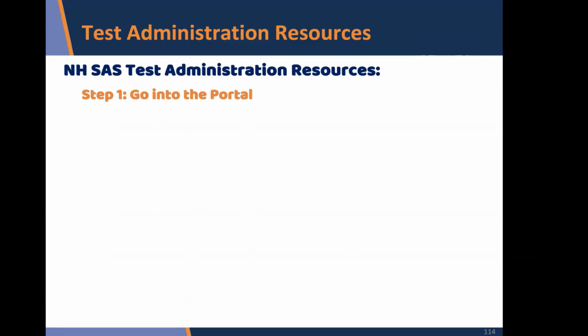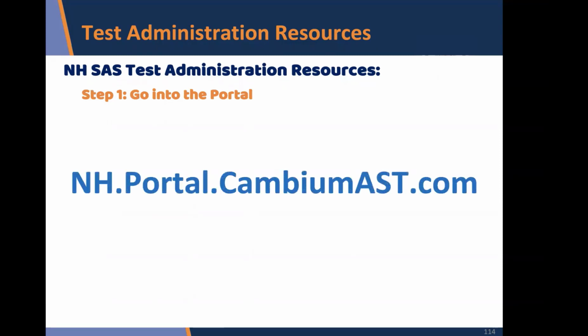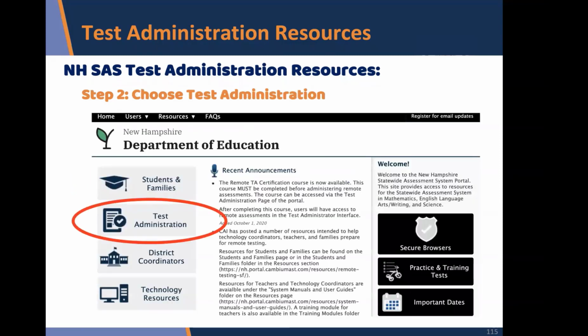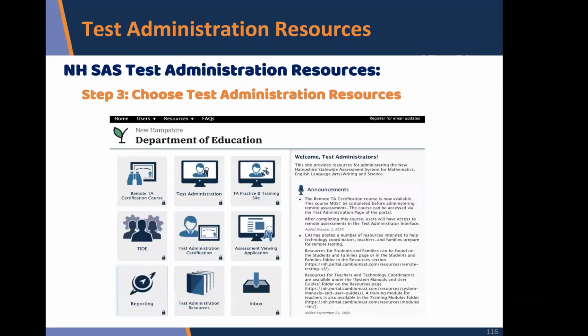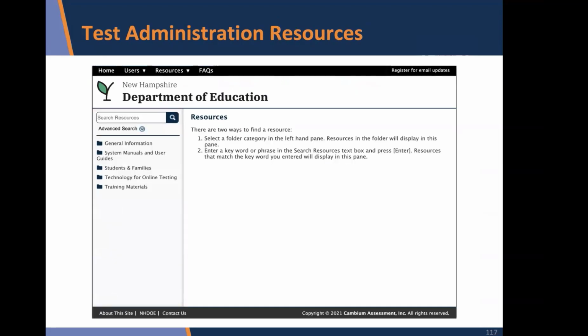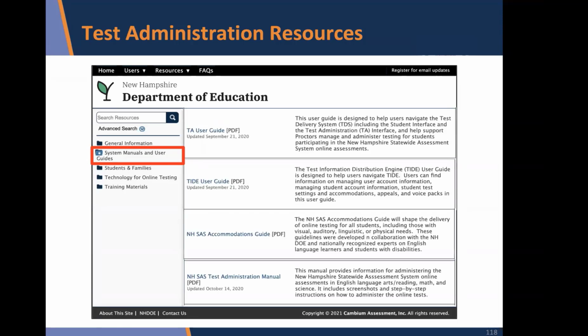So some of the test administration resources, again, you're going right to that portal, choosing test administration. And now on this 9-box page, you'll choose test administration resources. Right here, you'll see that there are some different areas that you can choose from. I'm choosing the system manuals and user guides here. And this is an abbreviated version that I put on a screenshot here.